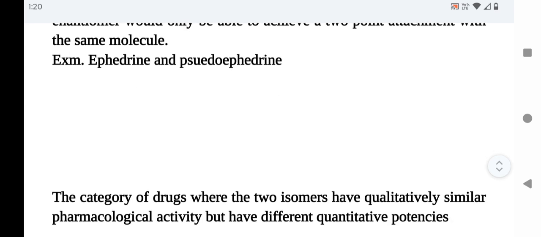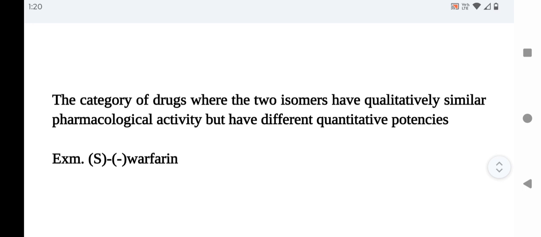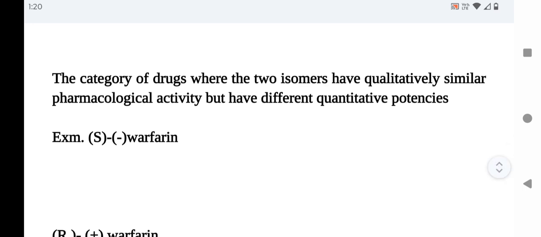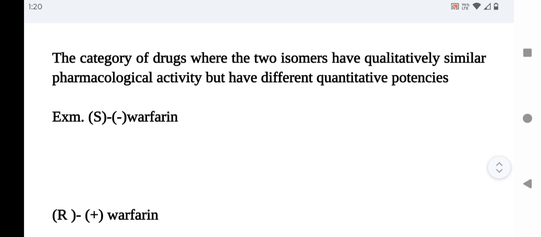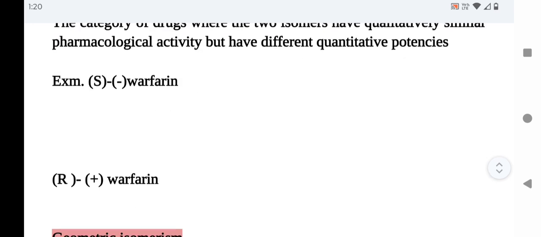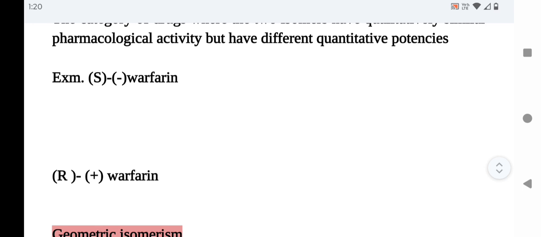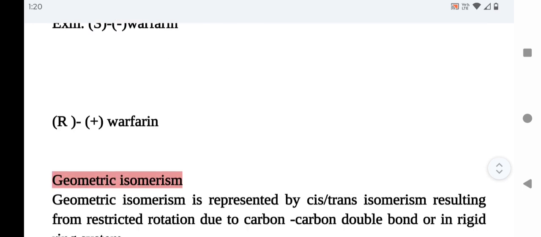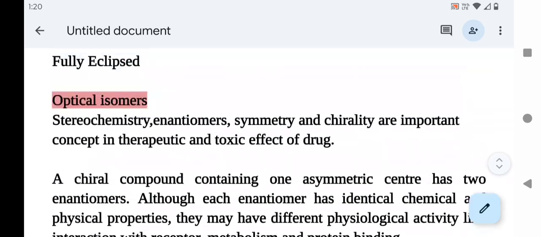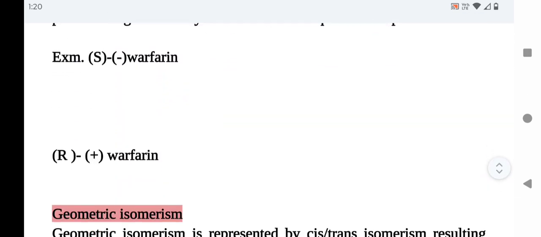Example, ephedrine and pseudoephedrine. The category of drugs where the two isomers have qualitatively similar pharmacological activity but have different quantitative potencies. Example है warfarin, S-warfarin and R-warfarin. इनके स्ट्रक्चर्स हम आगे डिस्कस करेंगे.